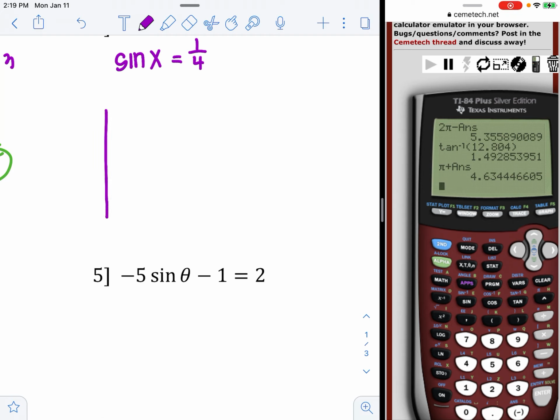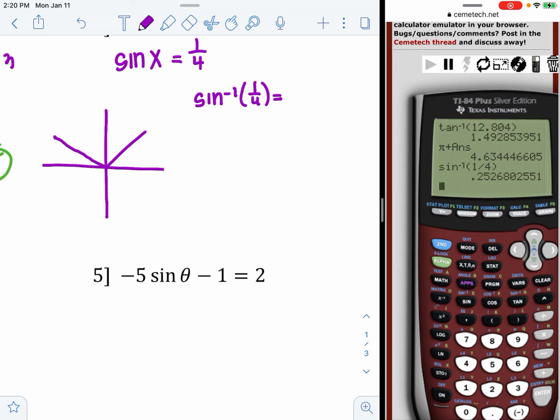So I want to know where sine is positive. So I'm going to draw my quadrants. All are positive here, students, so sine's positive here also. Now I actually want to redraw this, because what you should realize is that this angle, I'm going to put a question mark for a second, and this angle have the same measure. I just don't know what that is right now. Now I'm going to use sine inverse of 1/4 to get an angle measure. So I'm going to do sine inverse of 1 divided by 4, and I get 0.253.